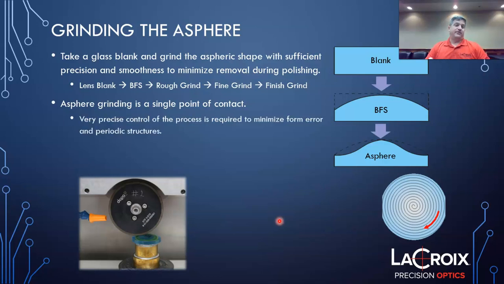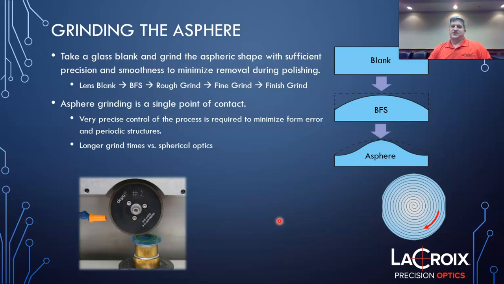And to do that, you need very precise control of the process. You want to minimize your form error, your deviation from the desired ASPHERE. You want to avoid periodic structures, whether that's from machine vibration, tool issues, or temperature issues with your coolant. If you have fluctuations in your coolant temperature, that can imprint in the ASPHERE. You want to avoid all those. So we generally use very specialized machines for doing this. These are dedicated machines. They're only designed to grind ASPHEREs, and they're very precise just for that.